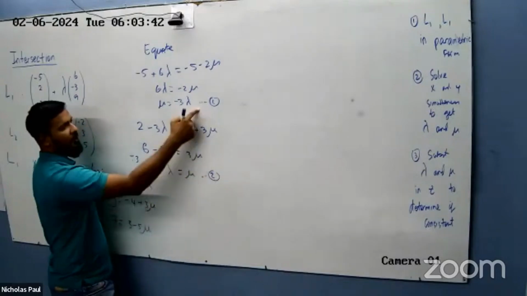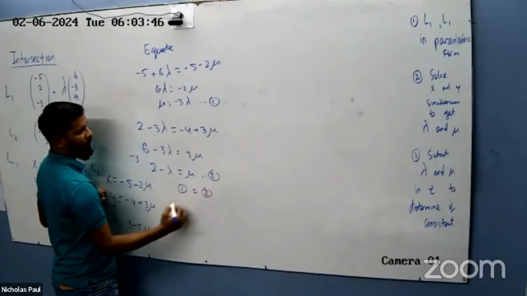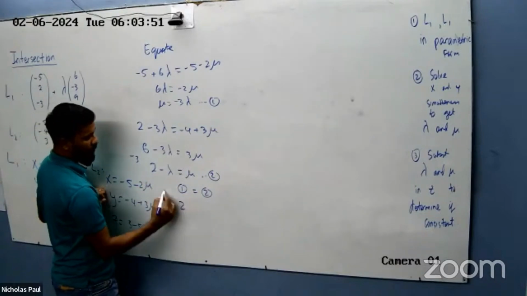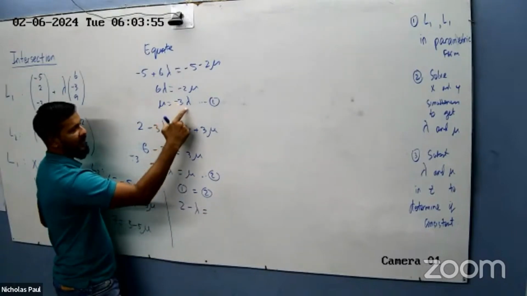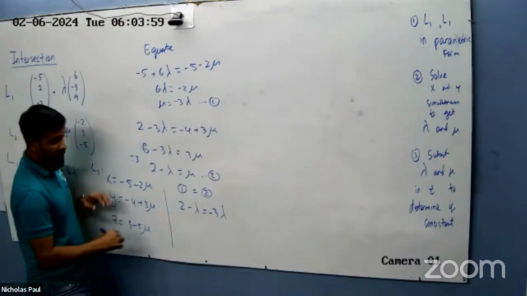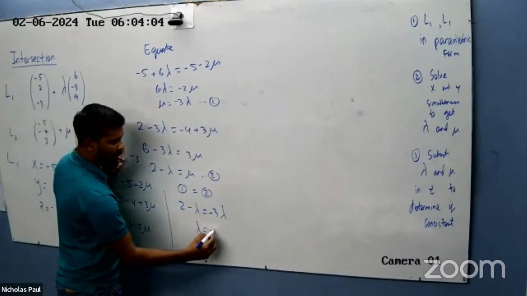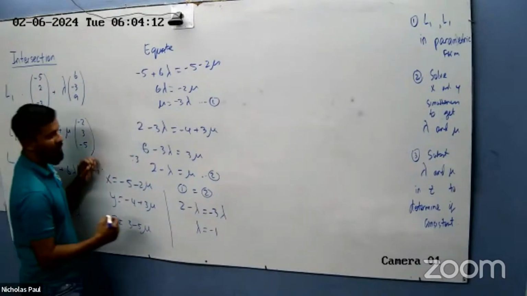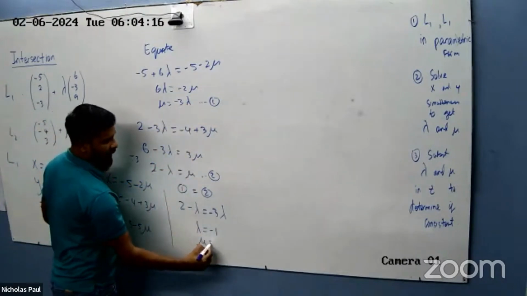Okay? Then we can equate them. We can substitute 1 and 2. So you'll end up with 2 minus lambda is equal to mu. Mu is minus 3 lambda. When you bring it across, you'll get minus 2. So I got lambda to be minus 1. Lambda is minus 1. So if lambda is minus 1, plug minus 1 in there, and you'll get mu as 3.